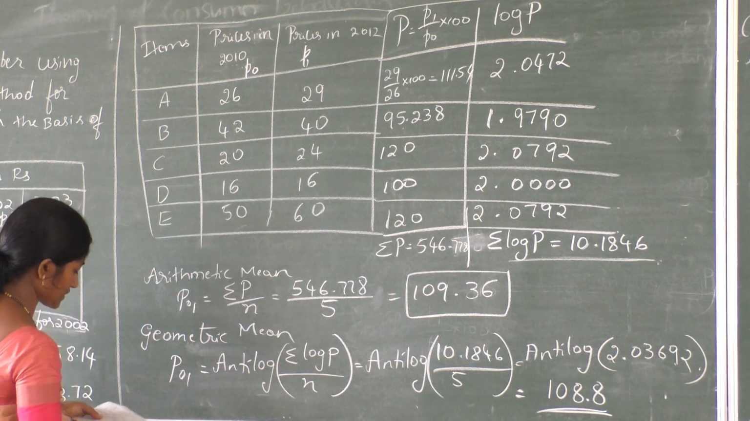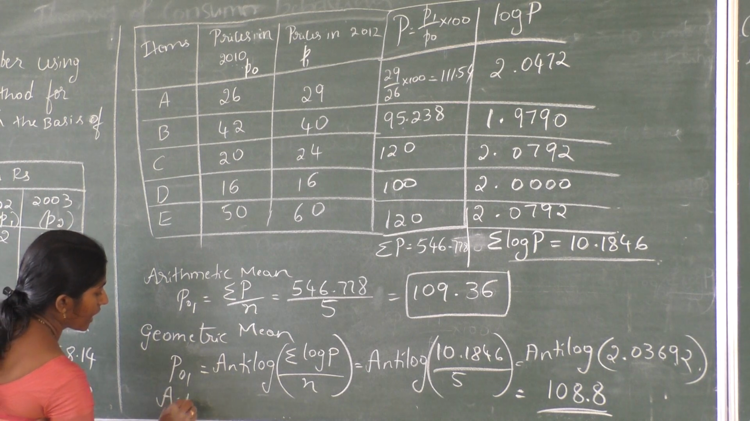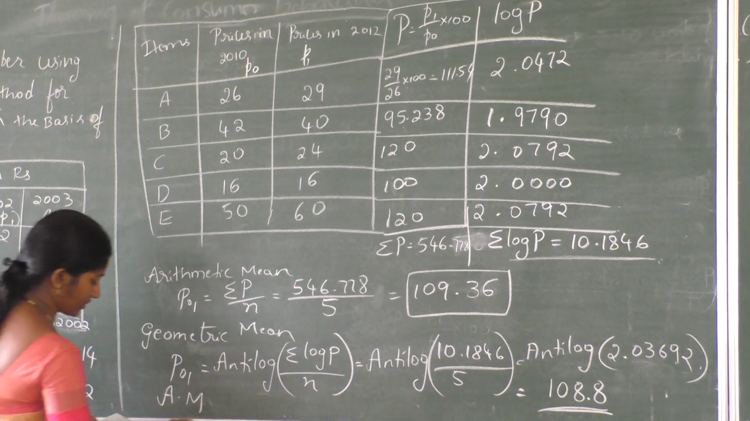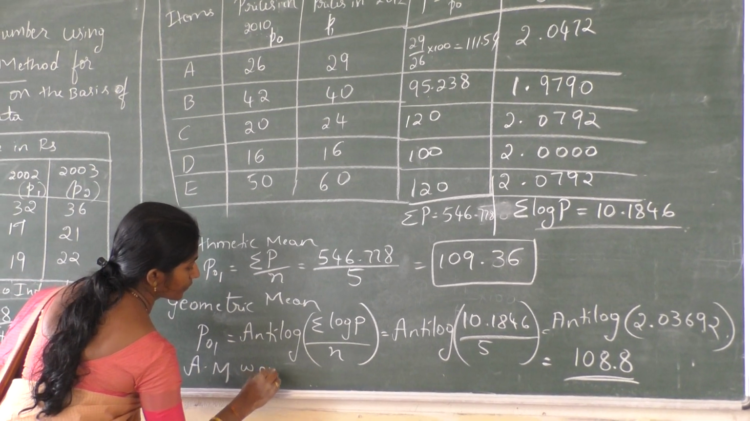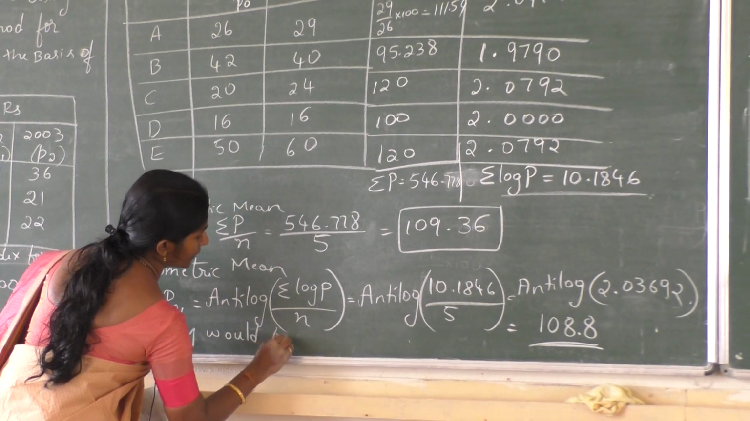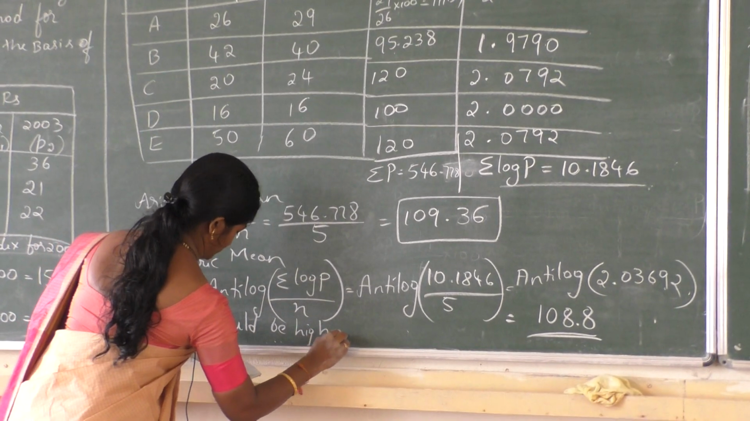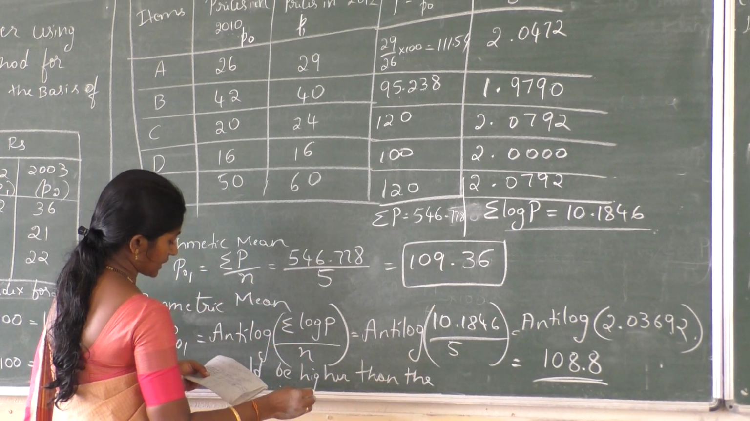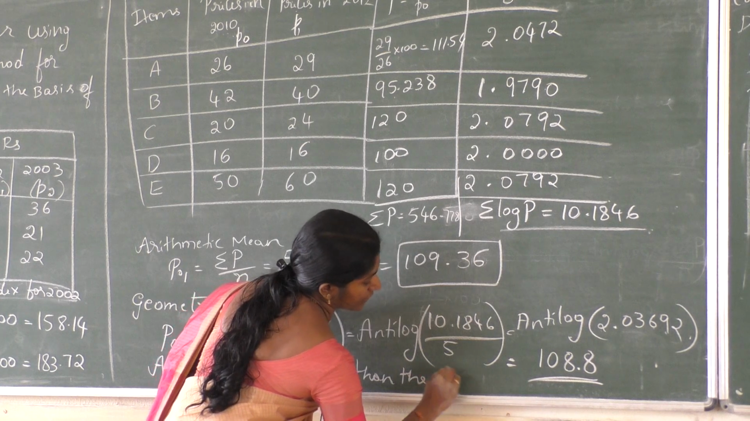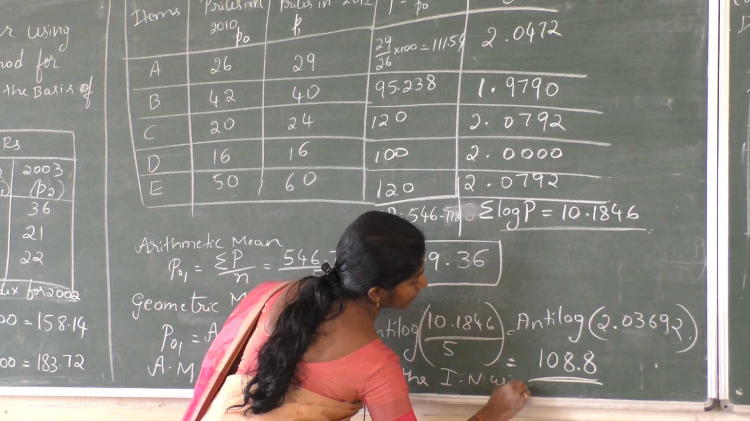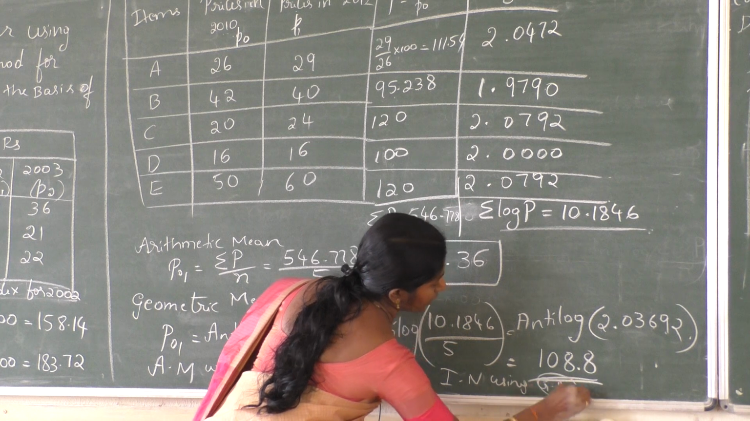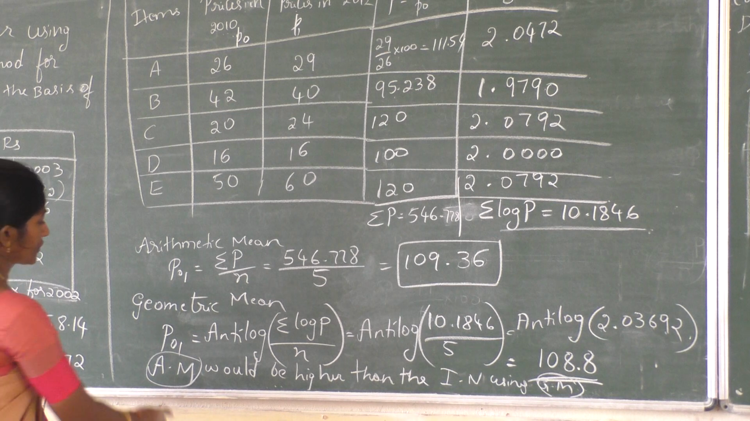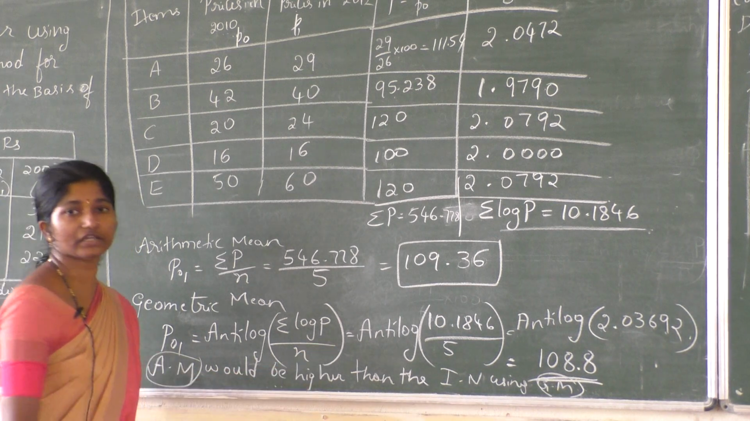So, the index number using the arithmetic mean would be higher than the index number using the geometric mean. So when compared to the geometric mean, arithmetic mean is always higher. This one, arithmetic mean, is higher, geometric mean is the lesser value.